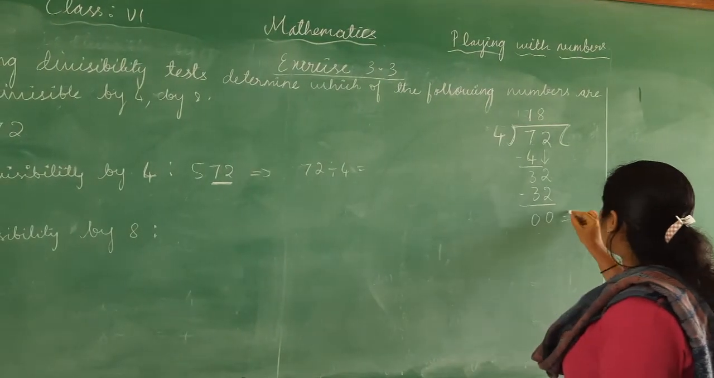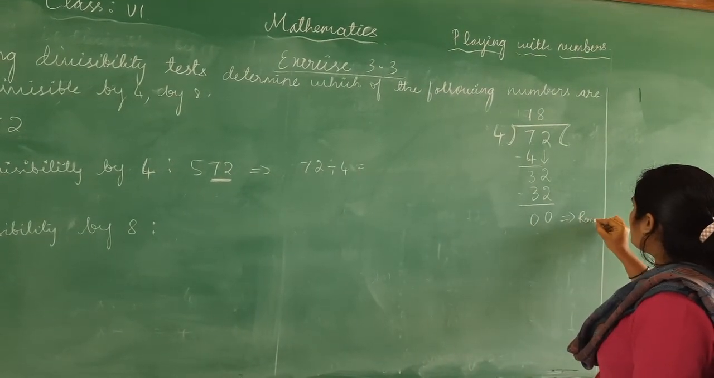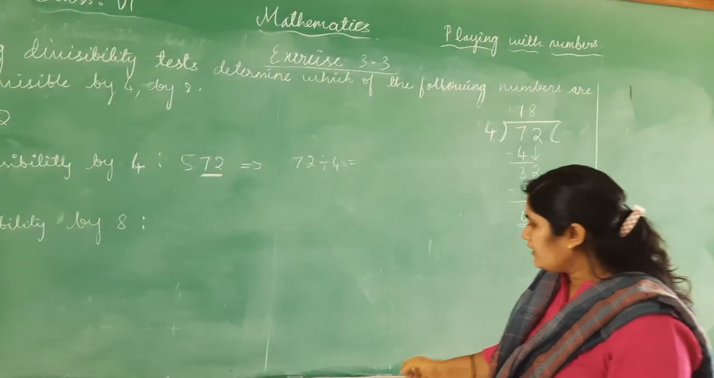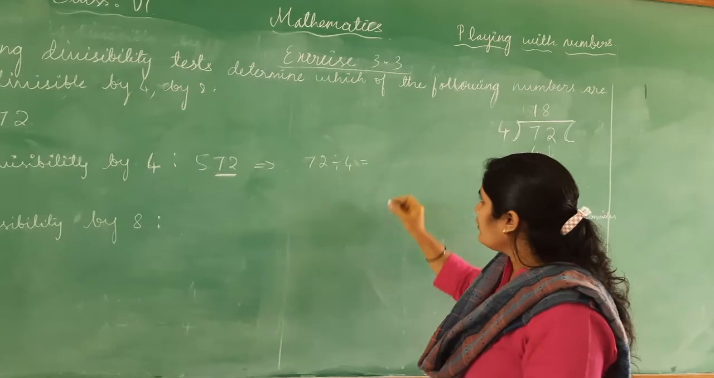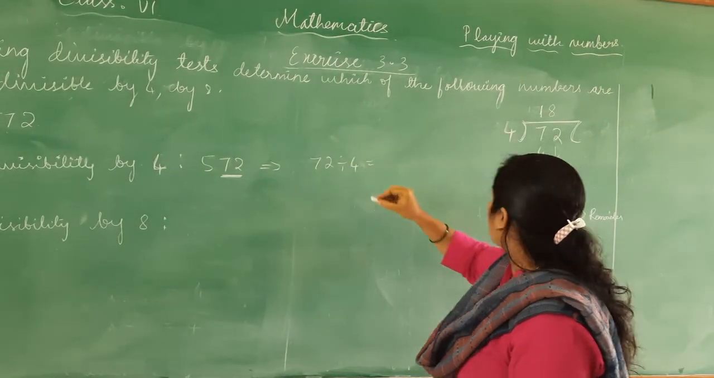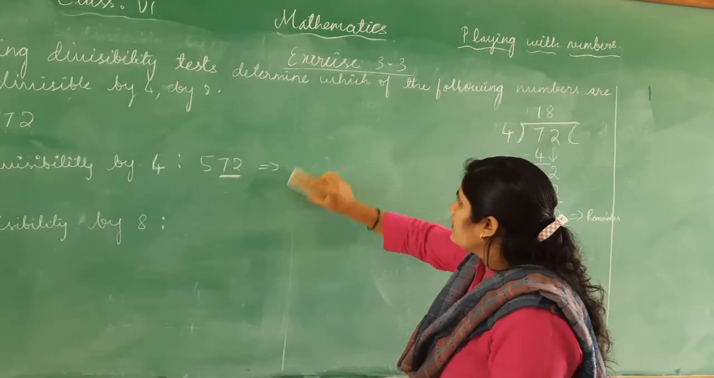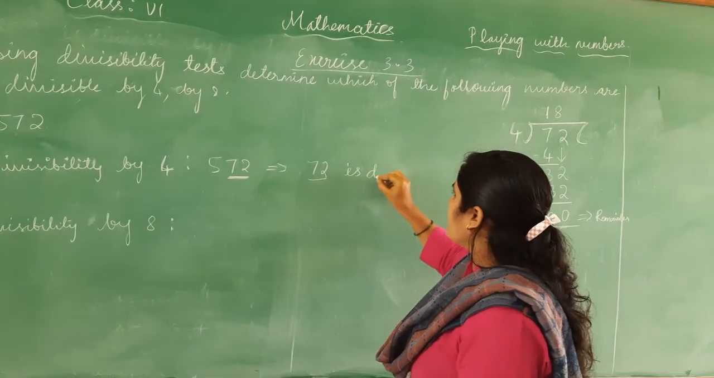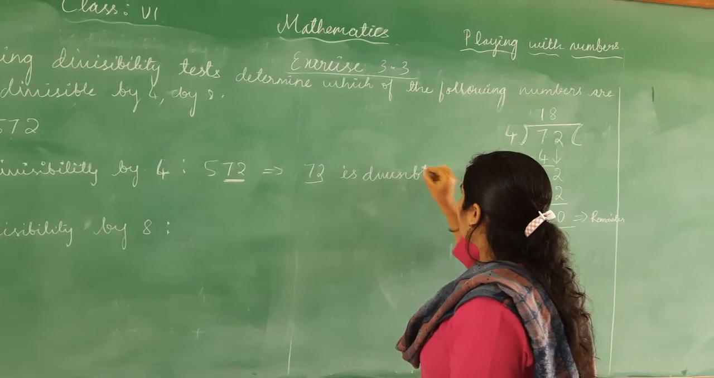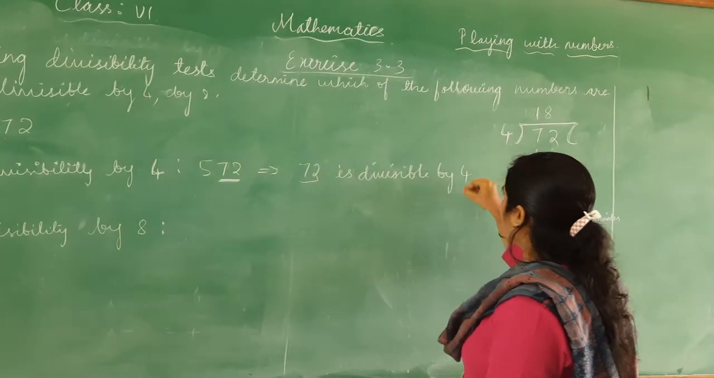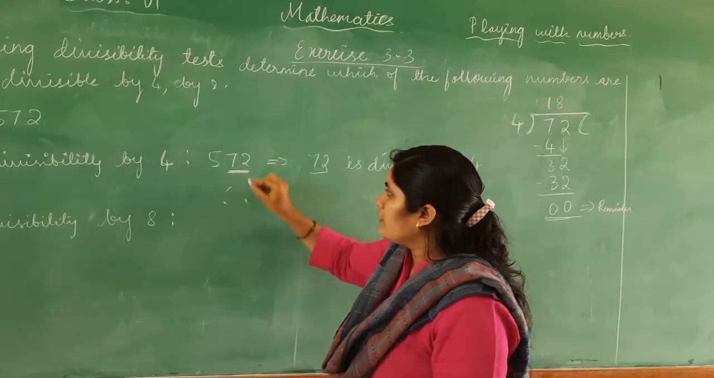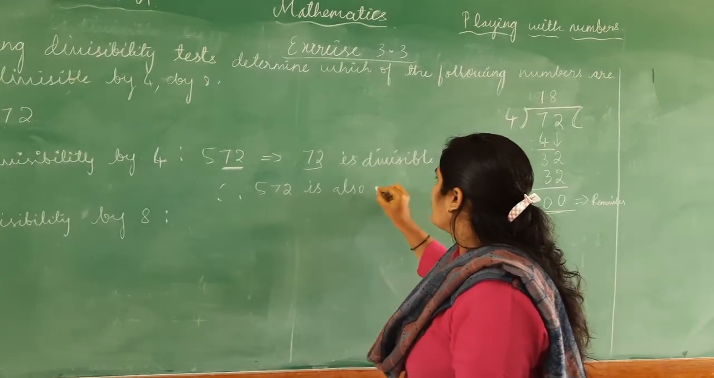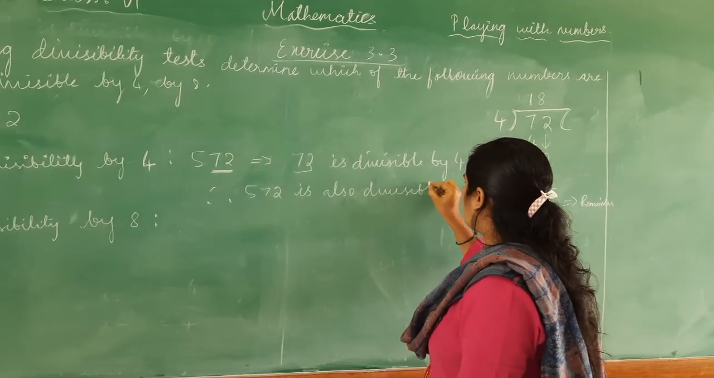That means the remainder is 0. And if the remainder is 0, we can say that 72 divided by 4 is a complete division. Therefore, you can write here that the last two digits are divisible by 4. Therefore, the given number 572 is also divisible by 4.